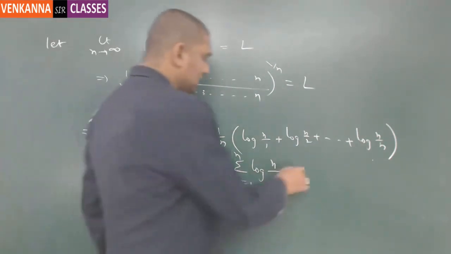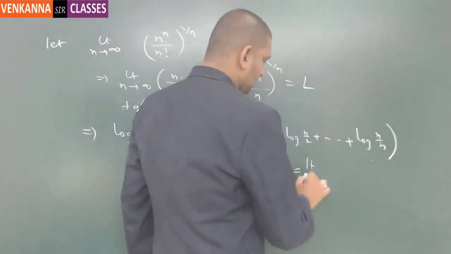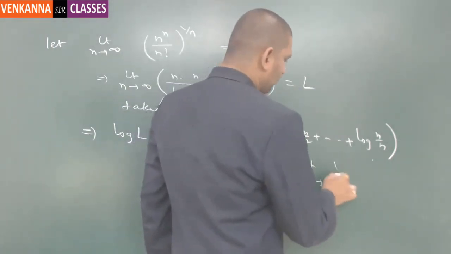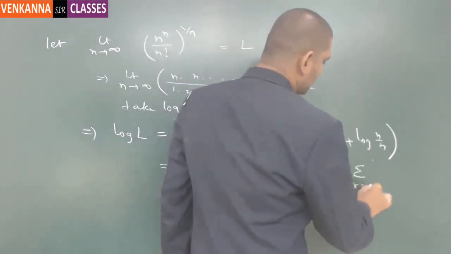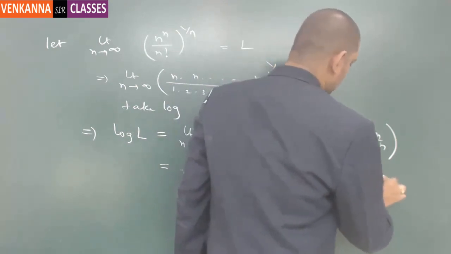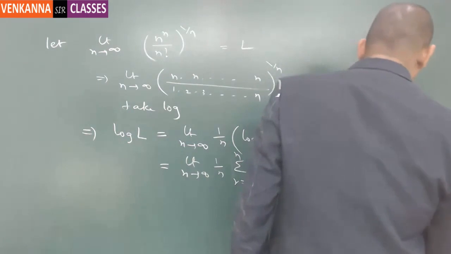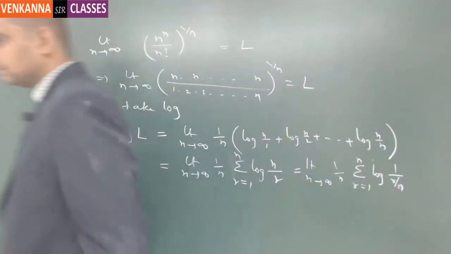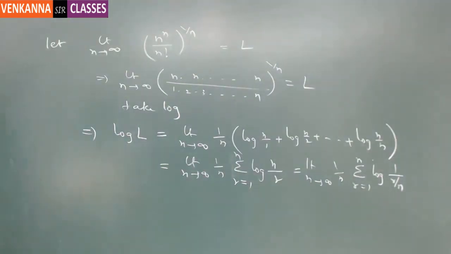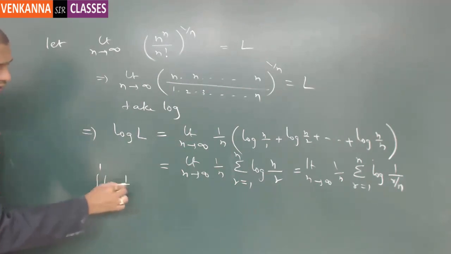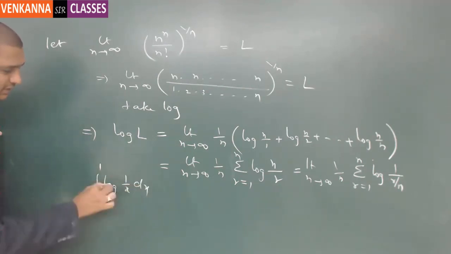So also write it as limit n tends to infinity 1 by n, summation r is equal to 1 to n log 1 by r by n. Accepted? The simplification part. So using the notation, the conversion is nothing but integral 0 to 1 log 1 by x dx.